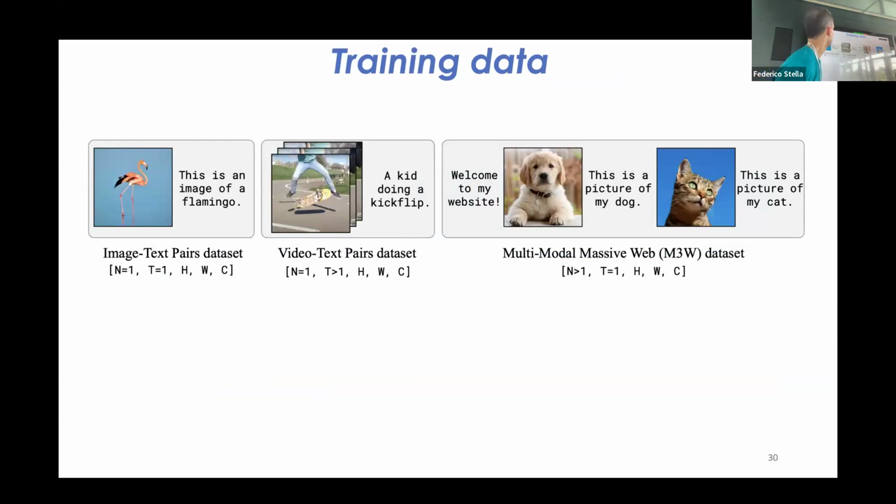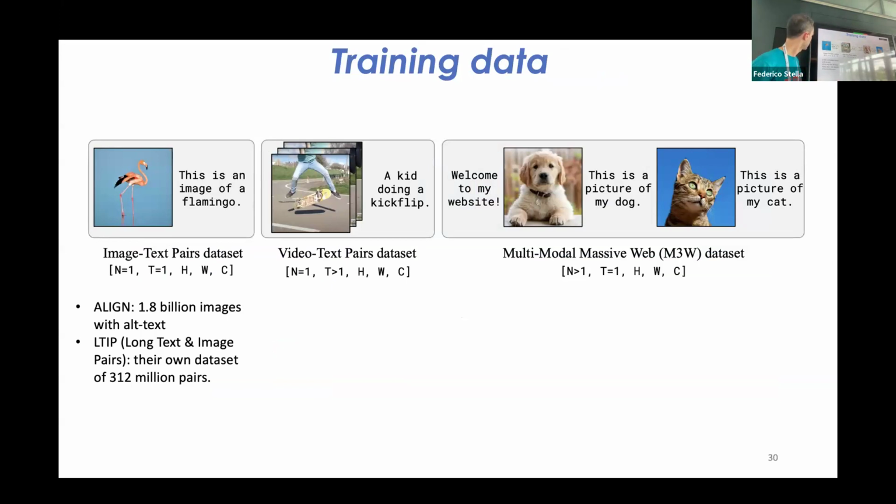And what do they train it on? So after the pre-training of the language model on some big language data set and pre-training of CLIP on some other data set, this is what they use as training data. So they have image text pairs, which is basically what we showed in the first part, like in the teaser. It's called ALIGN, has 1.8 billion images with alternate text for each image. And then they also use this LTIP, which is their own data set with even additional pairs of images.